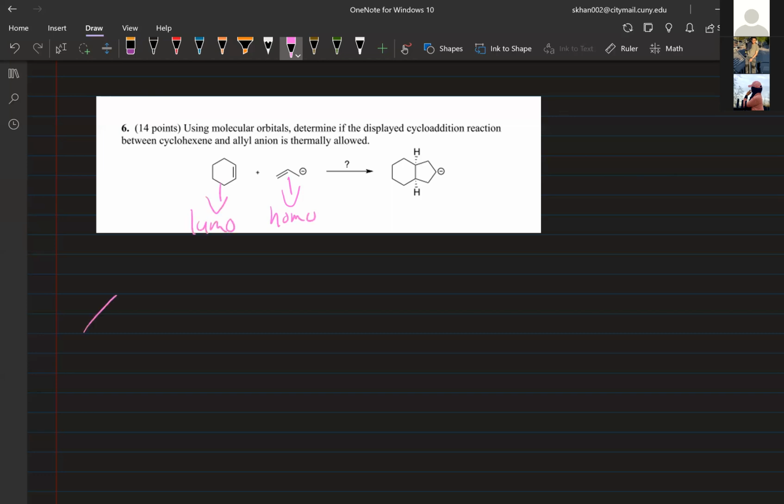So let's draw those out. I remember the professor saying you can use either, just as long as they're the opposites. I'll try that out later to see if it works. But generally, what I always do is the electron-rich species donates its HOMO. The electron-poor species, or at least electron-poor in comparison, donates its LUMO. That's how I do it.